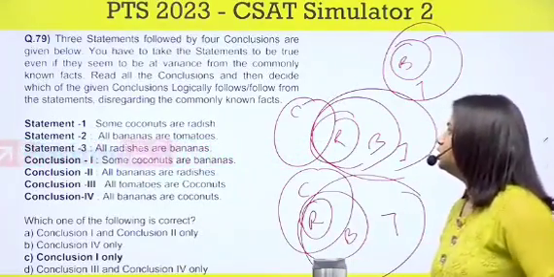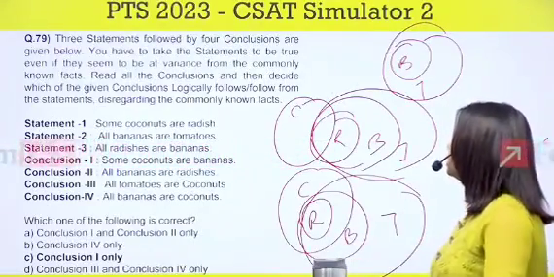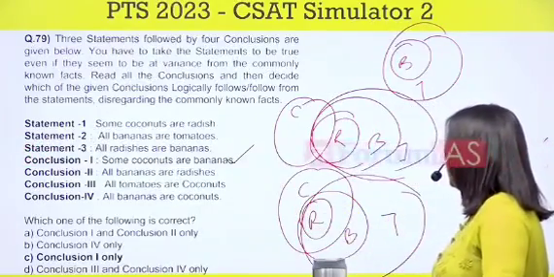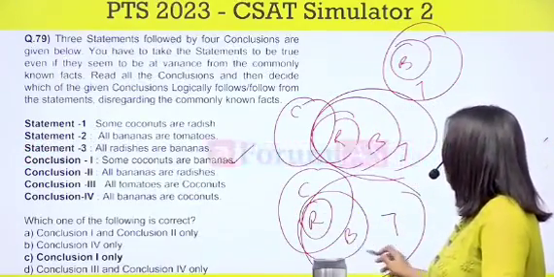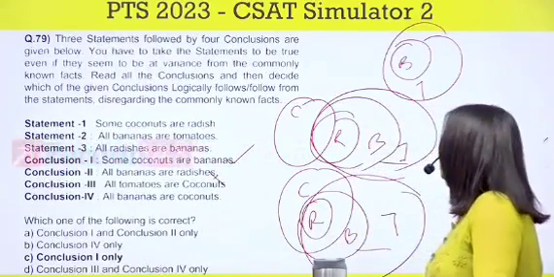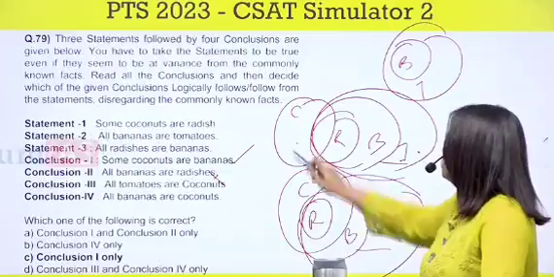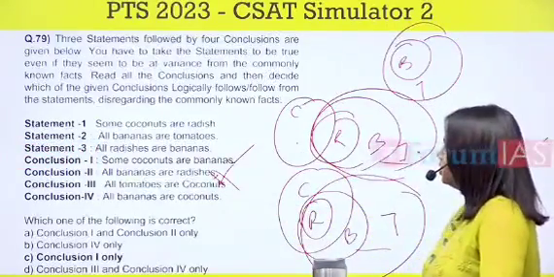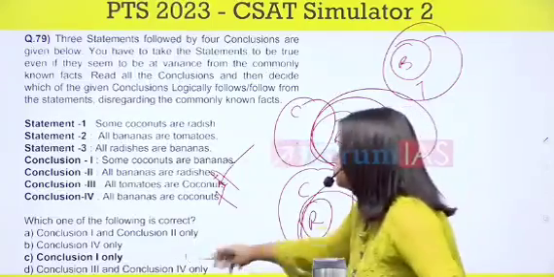This is what I know. Now, some coconuts are bananas. That is true. All bananas are radishes? Not necessary. A banana can be only tomato. So no. All tomatoes are coconuts? All tomatoes are not coconuts. No. All bananas are coconuts? Again, no. So only conclusion 1 follows.